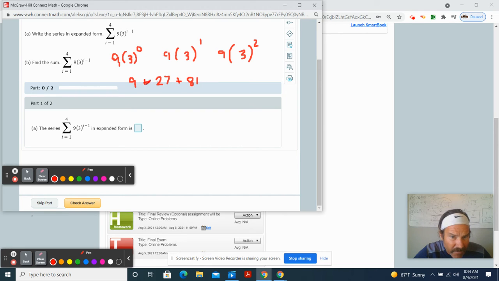So if you notice, this is not an arithmetic series anymore. It's a geometric series. We have to do it one more time, though, to write it in expanded form. We plug 4 in, so we go 9 times 3, and 4 minus 1 is 3, so 3 to the third. 3 to the third is 27, and 27 times 9 is 243.